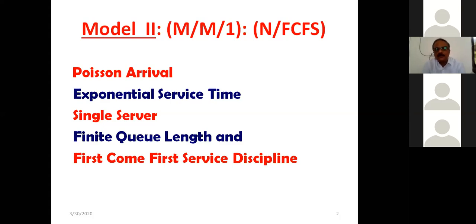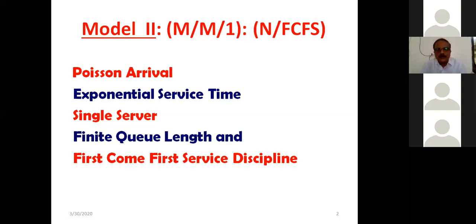The server is still single server, but the change as compared to the first model is that here you can see the change in this model. Earlier in the first model, we used to have infinite population, but now we made it a finite population. The population is finite now. And the discipline remains the same, that is first come, first serve.